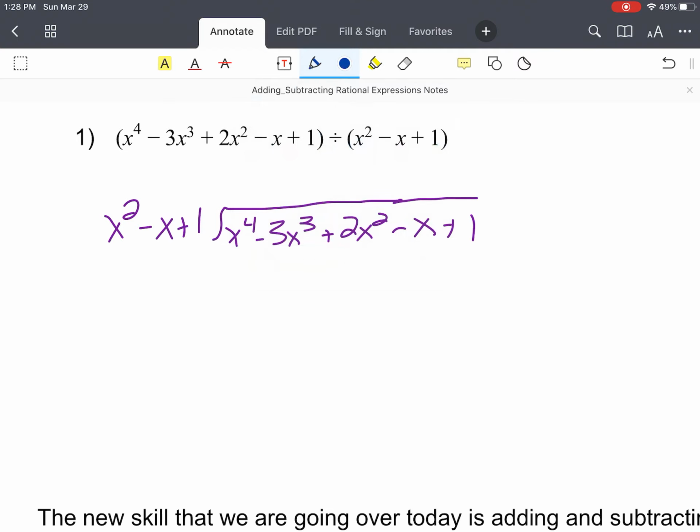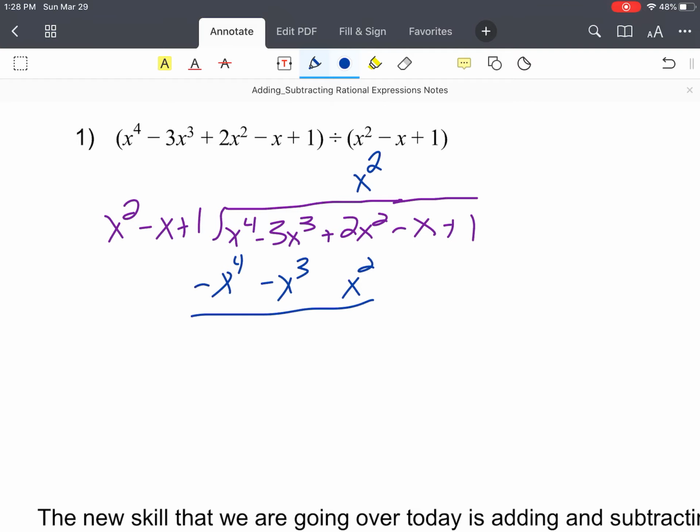Alright. So if you remember, this is kind of just like long division you learned a long time ago. So you're trying to divide the x squared into all the stuff that you have. If I divide x to the 4th by x squared, I get x squared. So I'm going to line up my x squared term over here. So x squared times x squared is x to the 4th. X squared times negative x is negative x cubed. X squared times 1 is x squared.